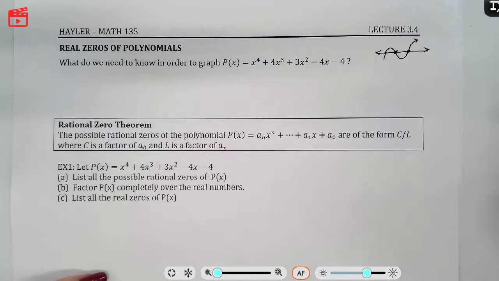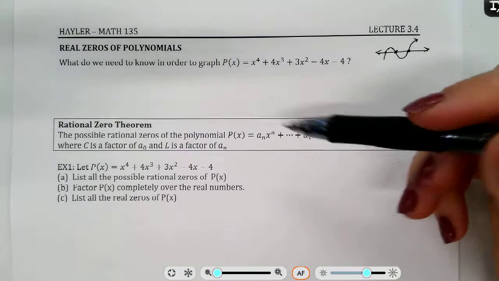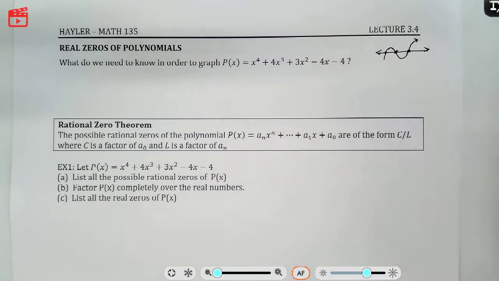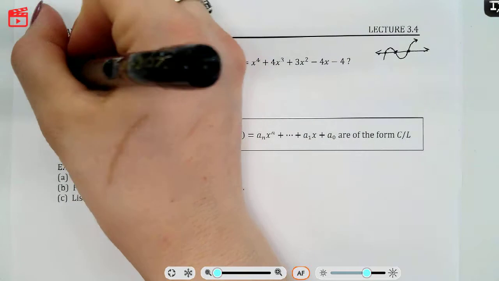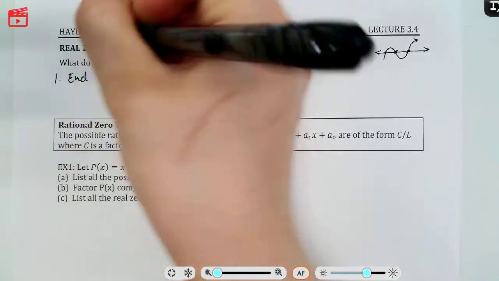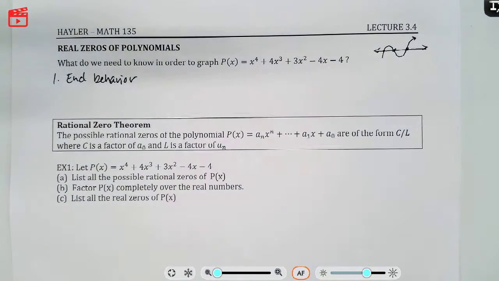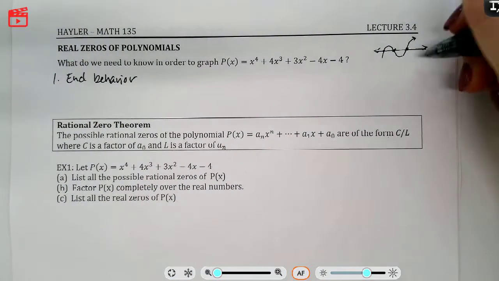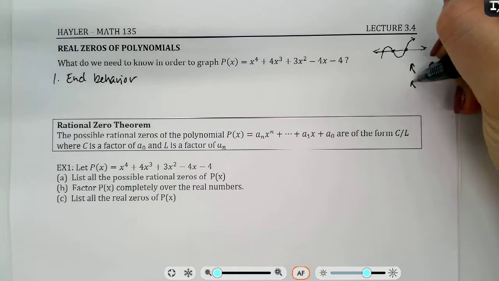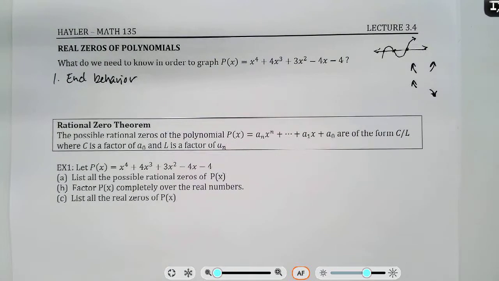All right, here's a real quick question though. What do we need to know in order to graph the function p of x equals this polynomial form? Take a second and think, what do we need to know in order to graph one of these polynomials? Well, one thing that we went over before is the end behavior. What does the end behavior of the graph look like? Do we have them both pointing up, one down? Remember, there were 4 different options. So that's one thing, end behavior.